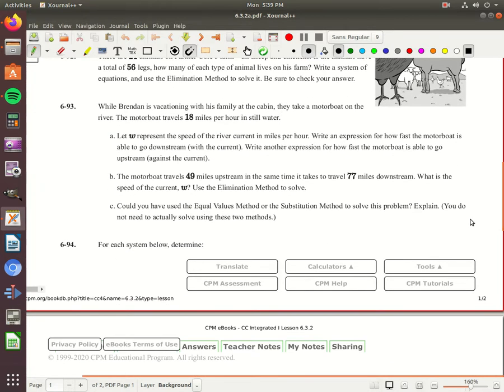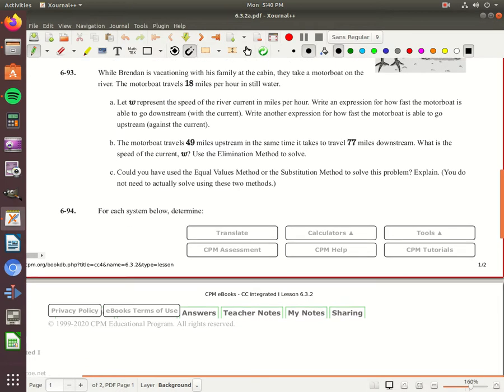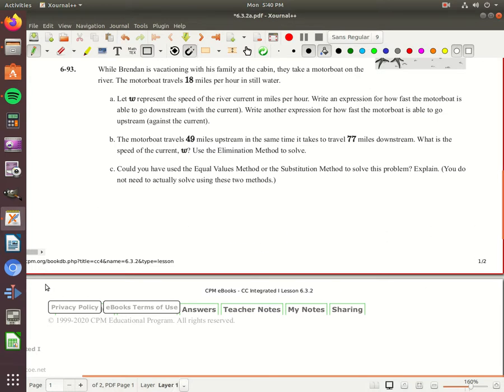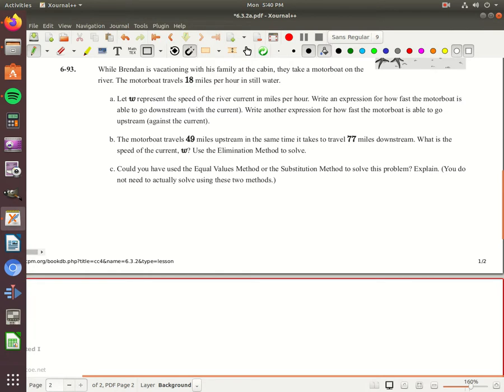So we are down to 693. While Brendan is vacationing with his family at the cabin, they take a motorboat on the river. The motorboat travels 18 miles per hour in still water. Okay, so this problem is definitely worth paying attention to. This is going to be something we haven't quite really seen yet, which can be a little bit tricky if you let it be, for sure. So it's a distance equals rate times time problem. We did see a little bit of it earlier, but not by too much.